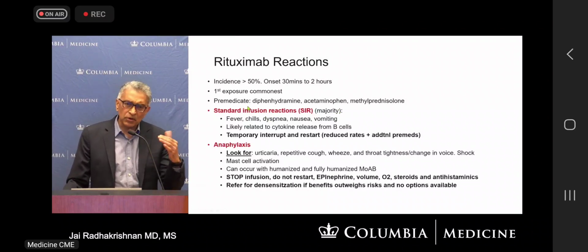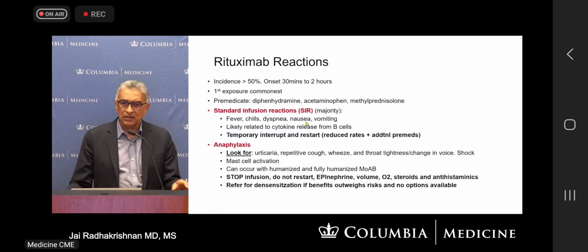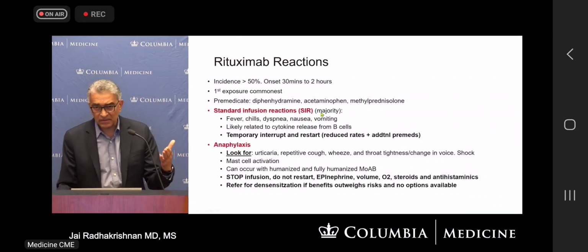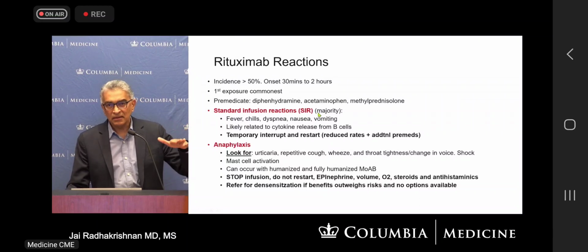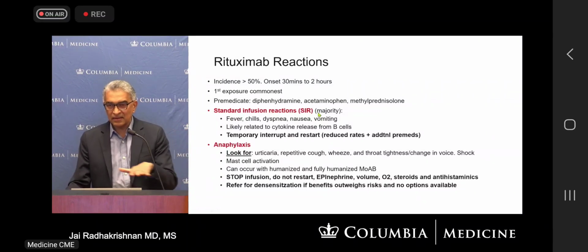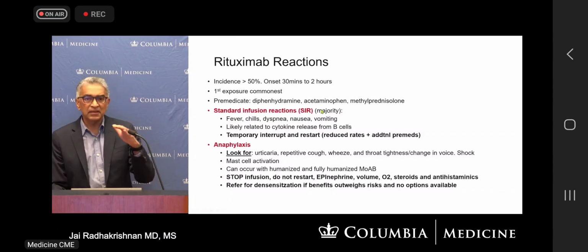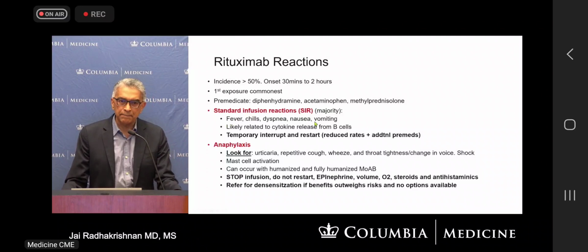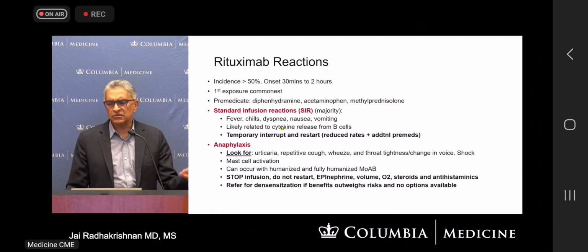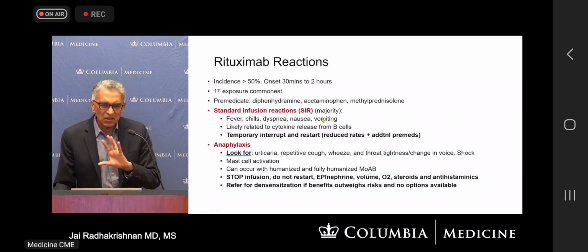So it's very important to separate a standard infusion reaction, SIR, from a true anaphylaxis. The majority are fortunately going to get standard reactions, and the important point here is that you can stop temporarily and then restart the infusion after an hour, hour and a half, after you re-medicate these patients. These are fever, chills, dyspnea, nausea, vomiting, and these are non-specific.